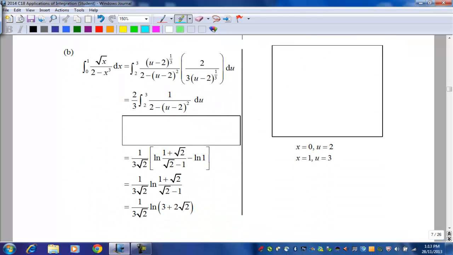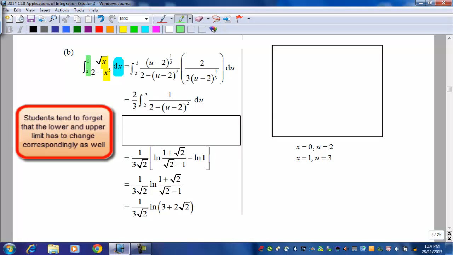So from the previous example, we know that we have 3 things to do when evaluating a definite integral involving substitution. Number 1, we need to change this dx in terms of u for this case. Number 2, x has to be changed in terms of u as well. And last but not least, the most important one is the lower and the upper limit, because most of the time students tend to forget about this lower and upper limit.